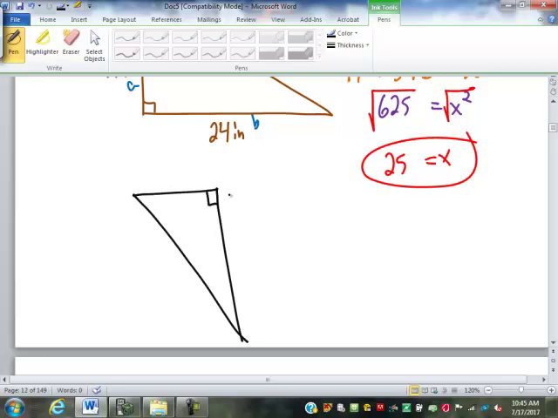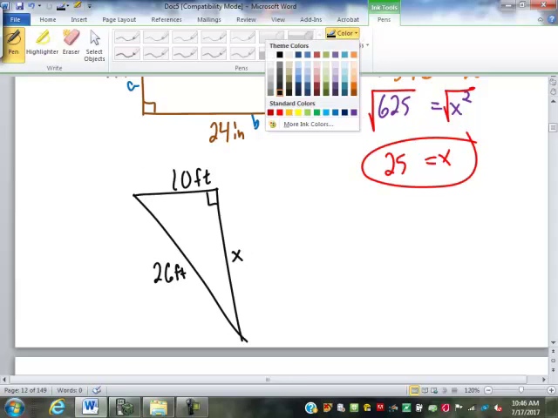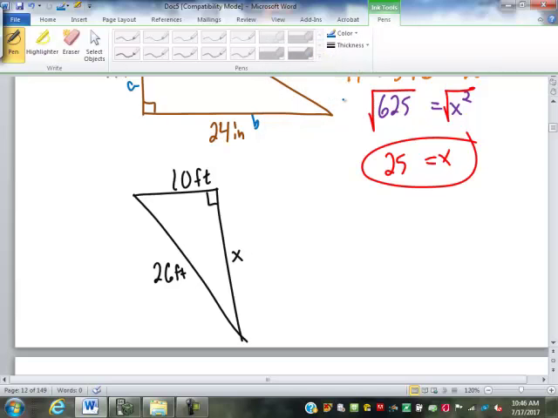Pretend that looks like a right angle. I did a horrible job there, but so here, how would I find x?